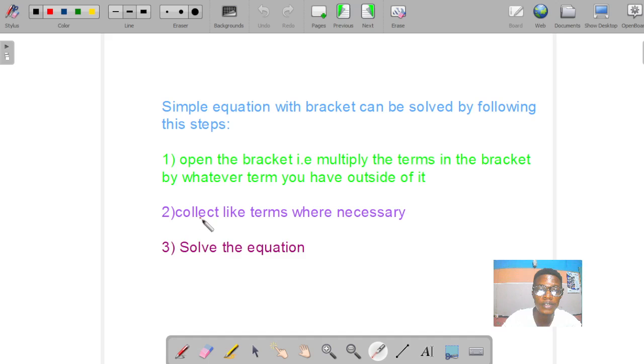The second thing you have to take note of is to collect like terms where necessary. After you have opened your bracket, you collect your like terms. That means you group your unknown to the left or right side, and you group your constants to the left or right side, depending on your preference and how you want to solve your equation. The third thing is to solve the equation. Once you open your bracket, collect your like terms, then you solve. It's as easy as that. If you take your time, this is going to be as easy as ABC for you. Now let's look at some quick examples on how this is done.